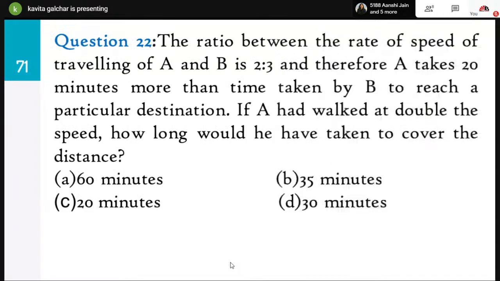The next example: the ratio between the speeds of A and B is 2:3, and therefore A takes 20 minutes more than the time taken by B to reach a particular destination. If A had walked at double the speed, how long would he have taken to cover the distance? Distance will define the time.